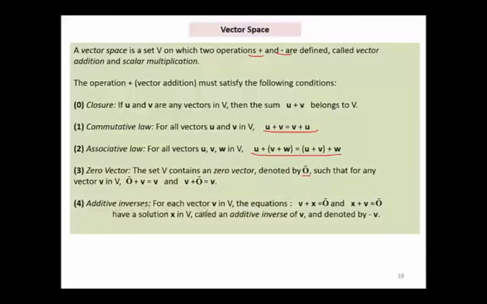So if you have each vector v in V, the equation v plus x equals the zero vector, you can then turn that around, x plus v is the zero vector. These will have a solution x in V that's called the additive inverse of v. In other words, it would be minus v. These are picayune results, but they make up a vector space.